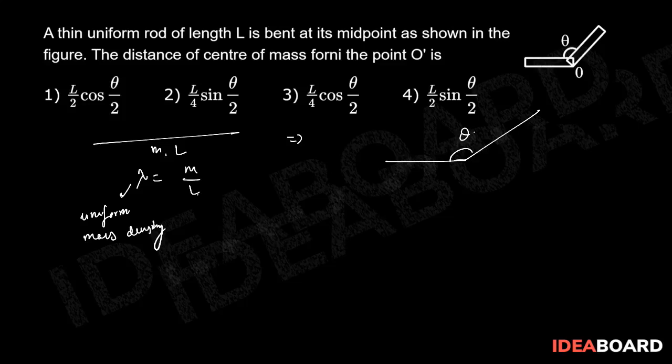Okay, now this is our point O, and this rod is bent from the midpoint. So I can clearly see this will be lambda into L by 2 mass, which will be M by L into L by 2, which is M by 2. Similarly this mass, let's say M1 and M2, will also become M by 2, M dash and M dash in both cases.